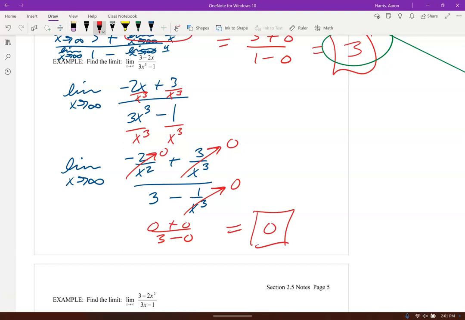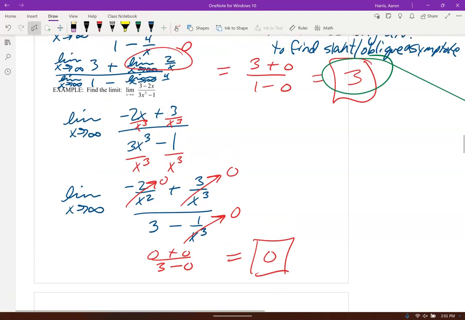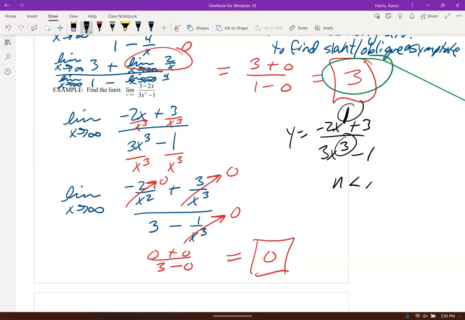Think about it with your pre-calc rules. That also works. We had negative 2x plus 3 over 3x cubed minus 1. The degree of the top was 1. The degree of the bottom was 3. So if n is less than m, it's automatically y equals 0, right? Well, that's why. Now you know why. So you got the limit powers, if you will.